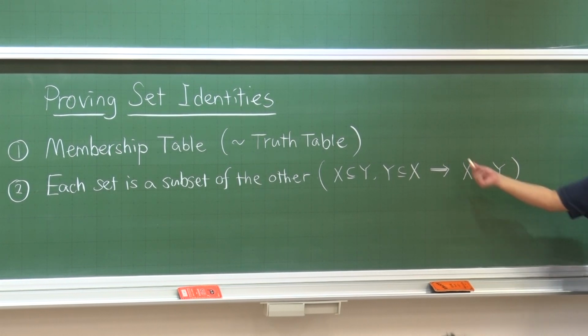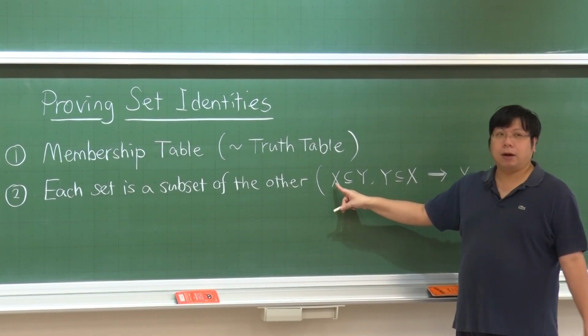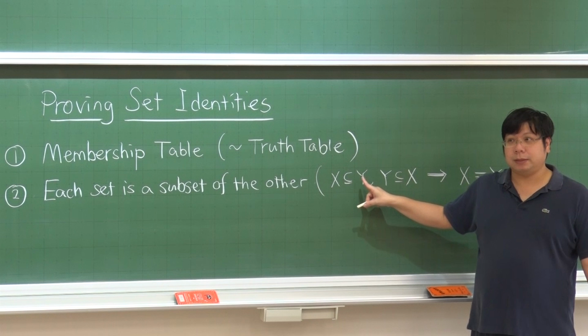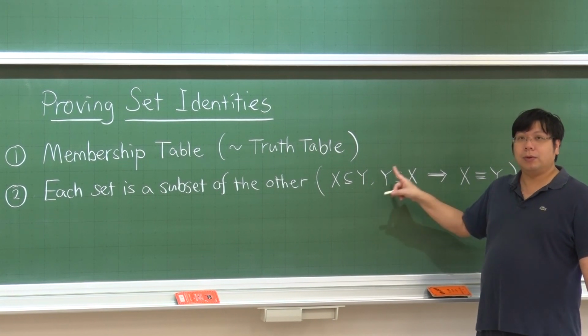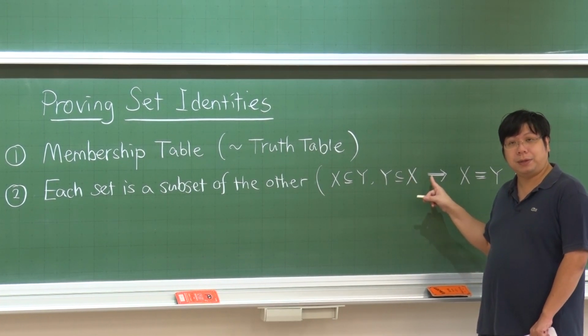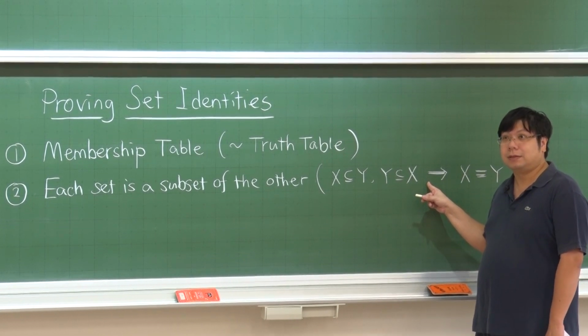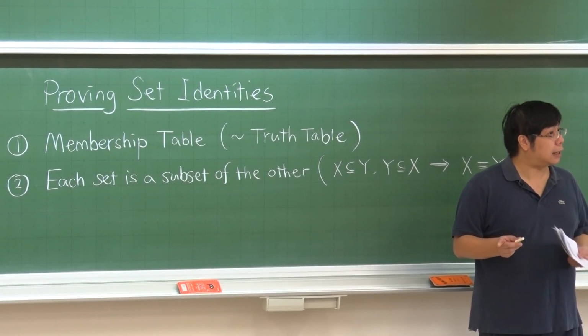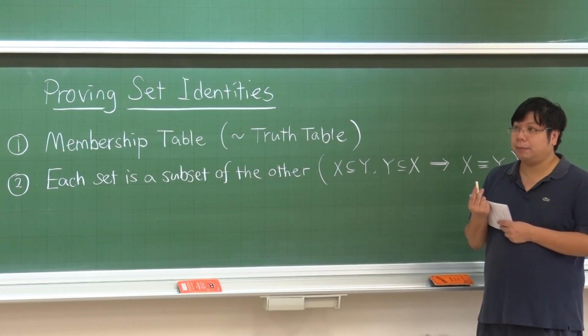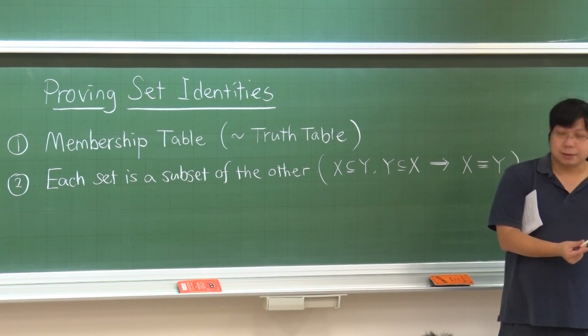The same idea. It means that all the things that appear in X appear in Y. On the other hand, all the things that appear in Y will appear in X. So that means that the two sets have to be the same. They contain the same items. Okay?